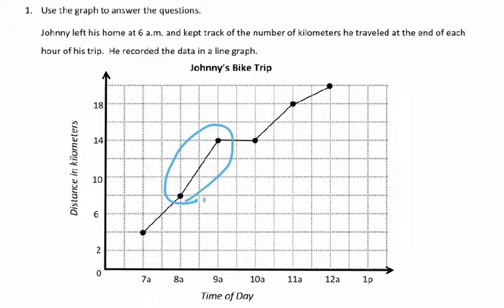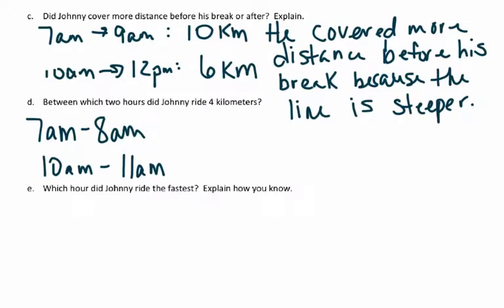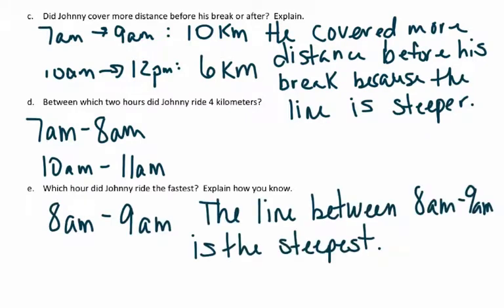And if you want to, you can analyze each hour. So we knew that this one was 4. Okay, this one is 0. This one is 4. And this one is 2. So the hour that he rode the farthest distance is between 8 and 9 a.m. So between 8 a.m. and 9 a.m., and the line between 8 a.m. and 9 a.m. is the steepest on the graph.